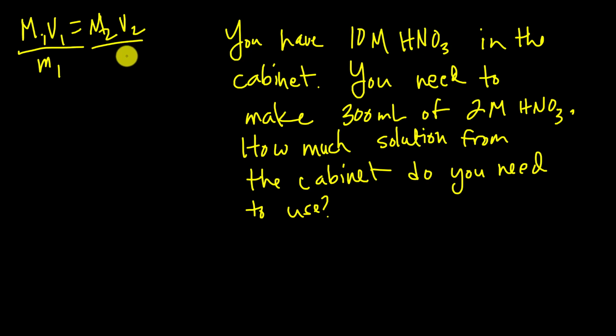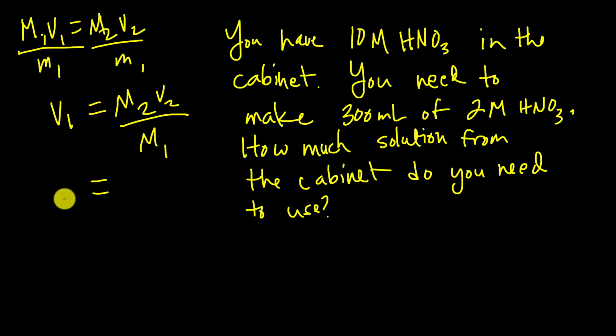Divide both sides by M1, and we're going to get V1 equals M2V2 divided by M1. All right, now we can just substitute in all of our numbers. Now I'm going to tell you something that might seem like it's cheating at first, but when it comes to dilution problems, we do not need to convert to liters. We can leave it in milliliters, because our units cancel each other out. All we're having to do is set up a proportion.